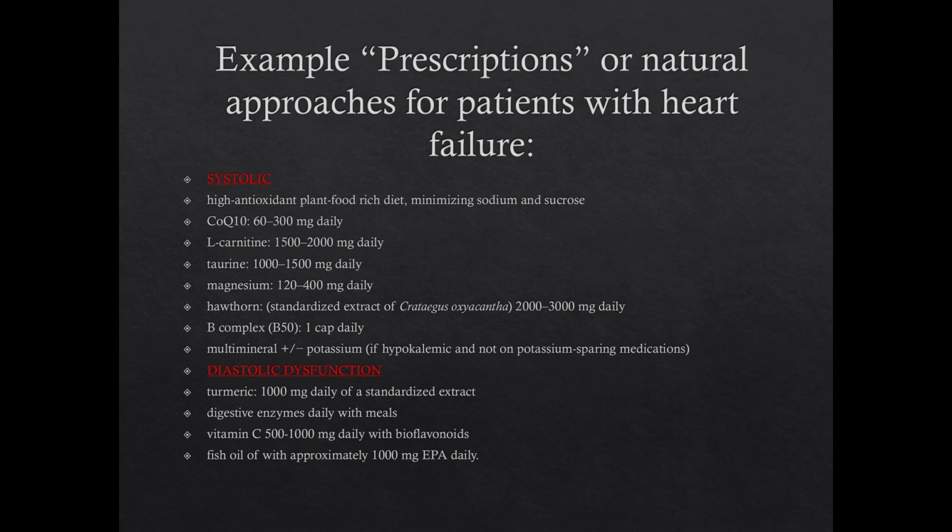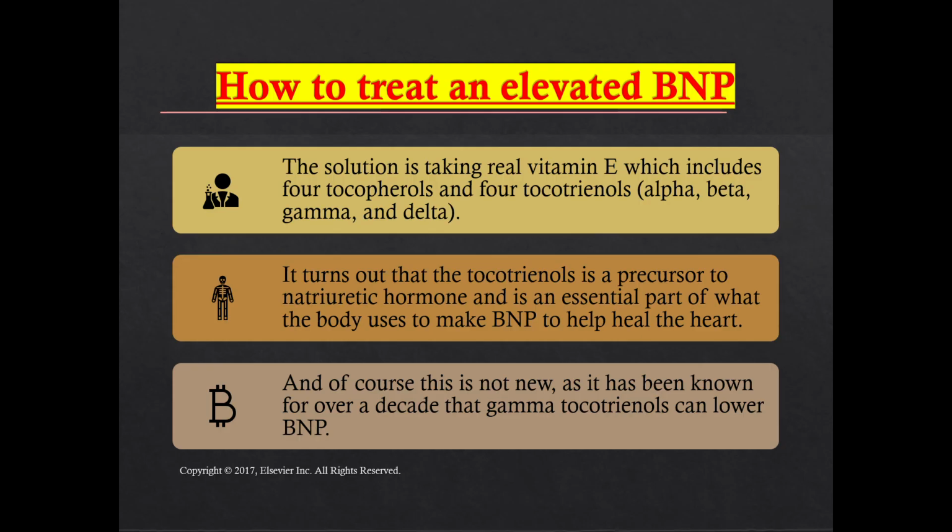But if you're a patient who's still relatively able-bodied, pretty with it, then maybe if you have a systolic failure, you would take some L-carnitine, some taurine, magnesium, some hawthorn, get a B complex. Make sure you get a good multivitamin and a multi-mineral. And if you have a diastolic failure, you could do turmeric, you could do digestive enzymes, get that vitamin C, do a fish oil like omega-3, the EPA and the DHA. So this is just an example of what one provider might want to provide to a patient to help the heart work properly. So drugs are not the only way we can approach the therapy.